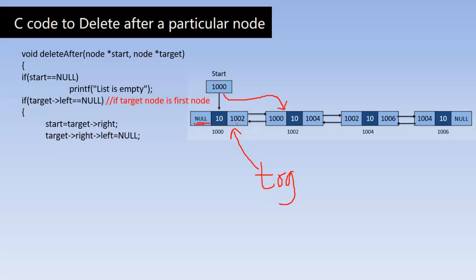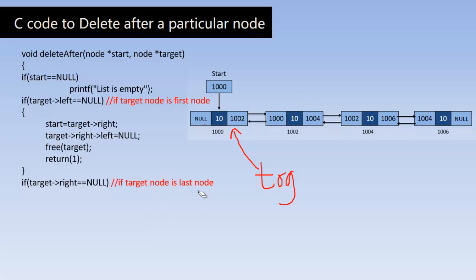store null inside target arrow right arrow left. What is target arrow right? Target arrow right is 1002. That means this node. Arrow left means this part. So store null inside here, so that this will become the first node, right? Then free target. If I free target, this will be deleted. So this is the first case, and return 1.